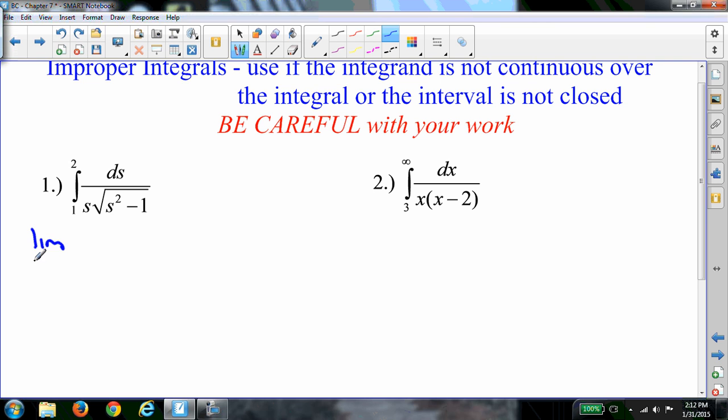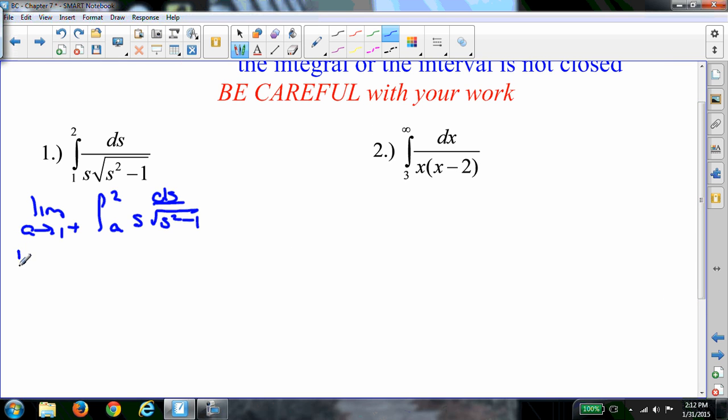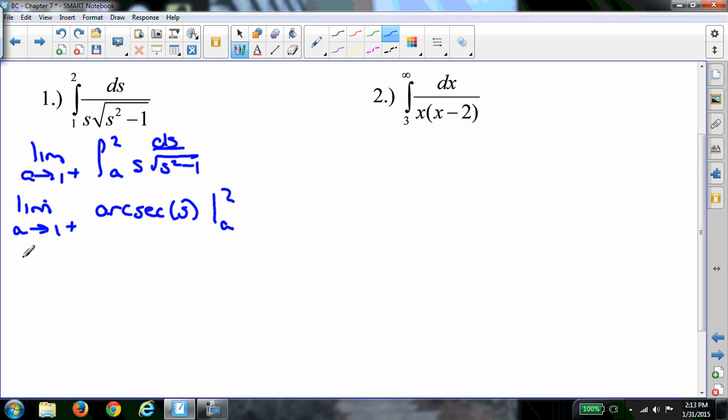So we set the limit as a approaches 1 from the right because I'm looking at the bound from 1 to 2. And then instead of from 1 to 2, we made this from a to 2, ds over s square root of s squared minus 1. And remember, you couldn't squeeze too many steps together with the improper integrals. So the next step was to evaluate the antiderivative. In this case, it's an arcsecant of s from a to 2. And still doing FTC, the next step would be substituting in the bounds.